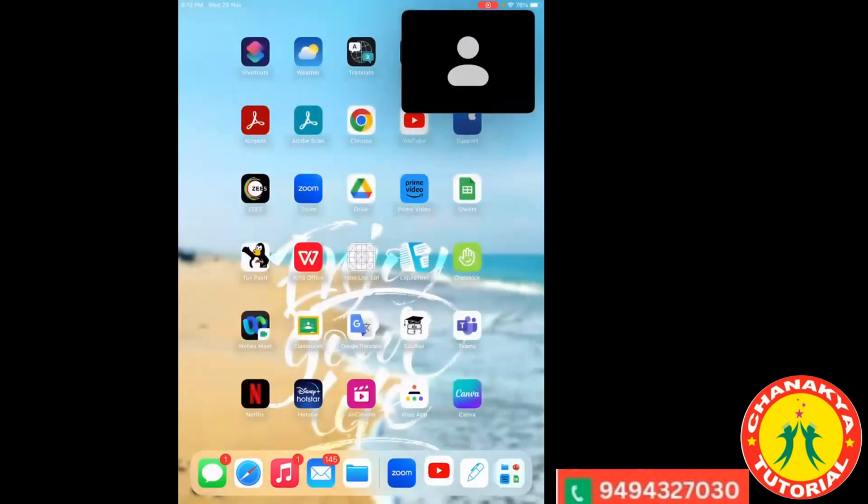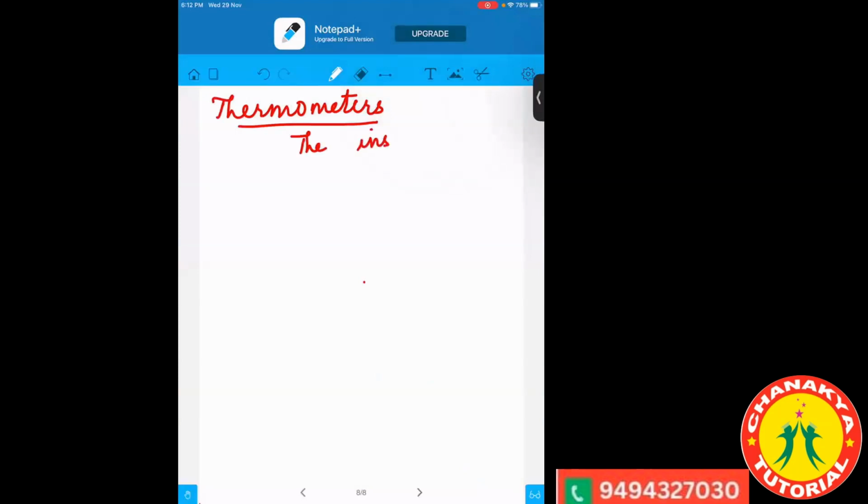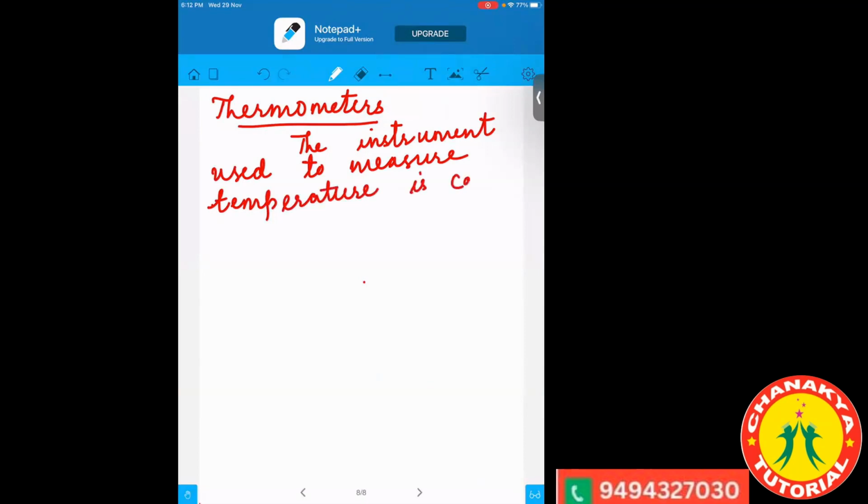Okay. Now, the first thermometer, basically they are what? They are the instrument used to measure temperature, is called a thermometer. Now, different types of thermometer are there. The first thermometer, let me discuss, is the clinical thermometer.